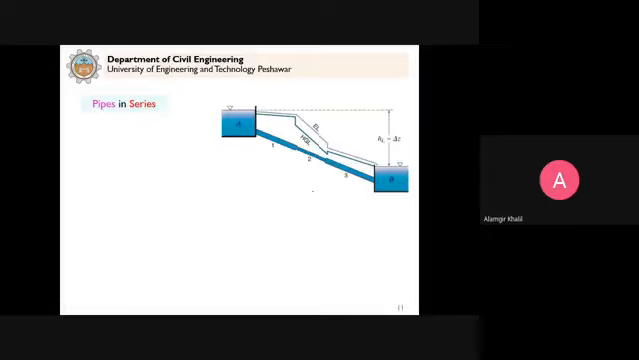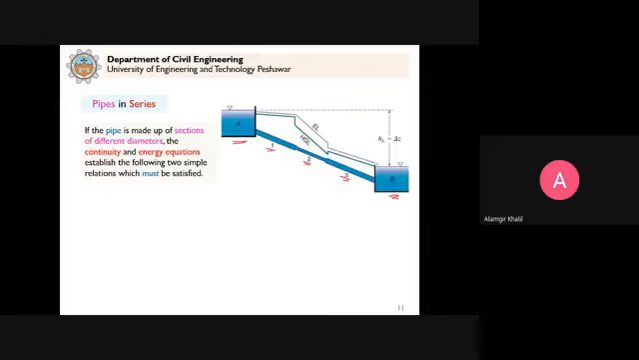So first we take pipes in series. As you can see here in this diagram, we want to convey the fluid from reservoir A to reservoir B. The water or any fluid is conveyed through these three pipes in this case. There can be several pipes, but just for understanding purposes, as an example, here you can see that three pipes are connected. They are of different diameter and the liquid is transported to this reservoir B.